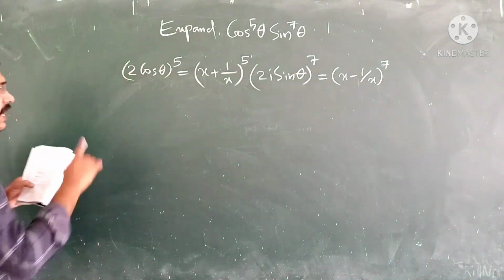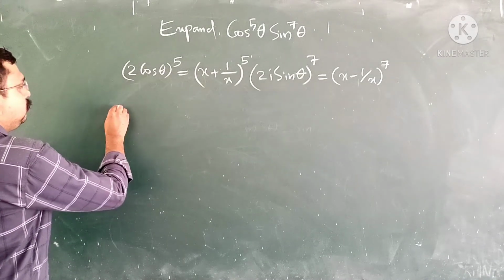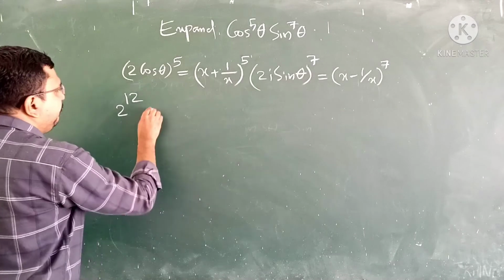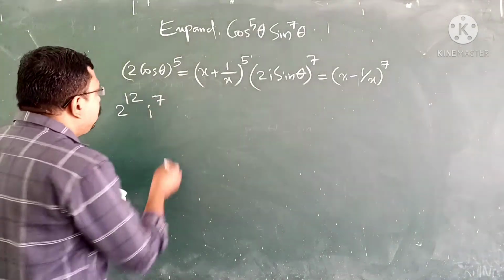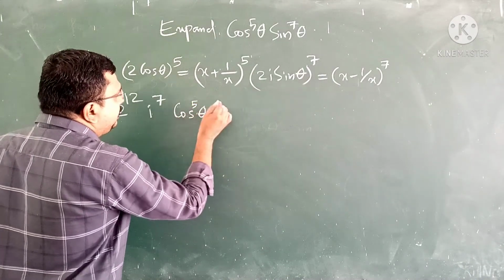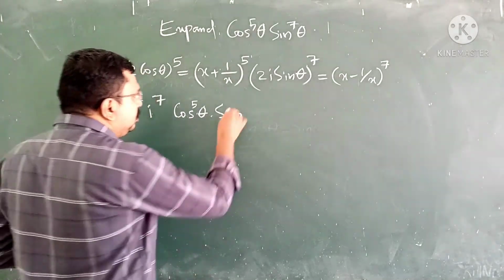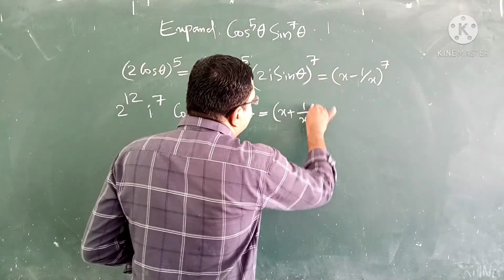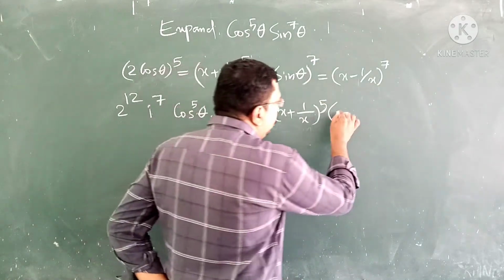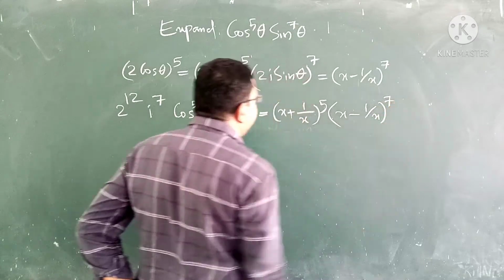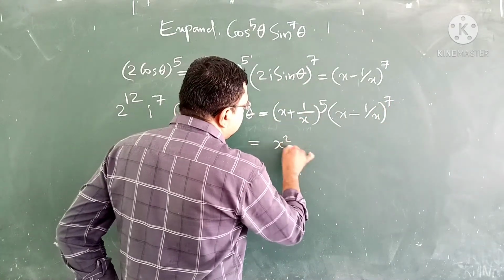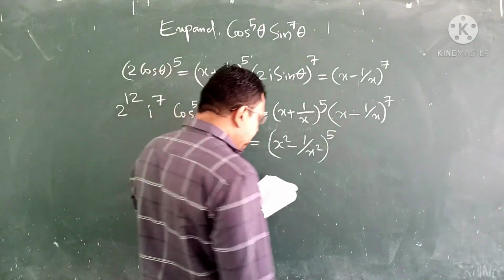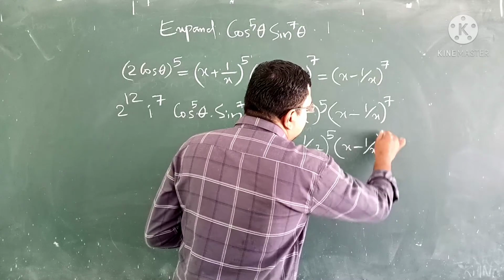Okay. Now multiplying these two terms we get 2 raised to 5 into 2 raised to 7 is 2 raised to 12 into i raised to 7 into cos raised to 5 theta into sin raised to 7 theta, which is equal to x plus 1 by x the whole raised to 5 into x minus 1 by x the whole raised to 7, which is equal to x square minus 1 by x square the whole raised to 5 into x minus 1 by x the whole square.